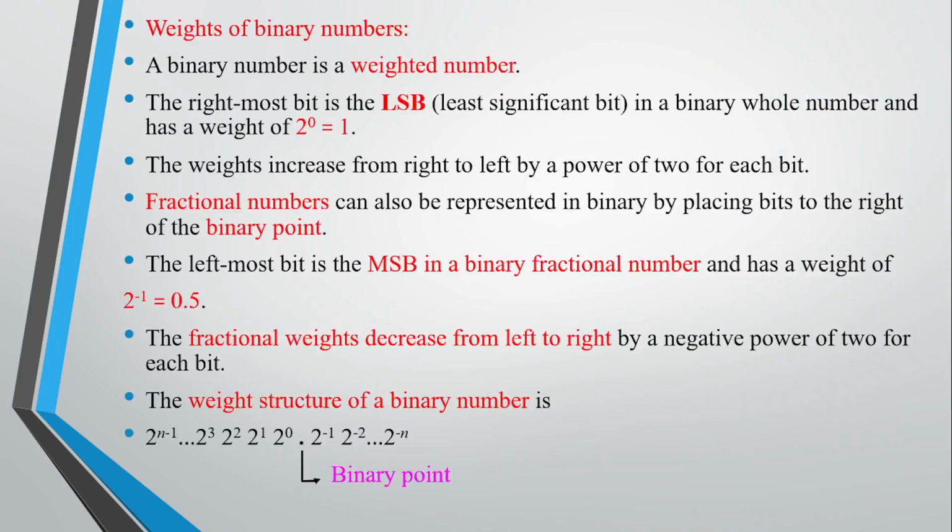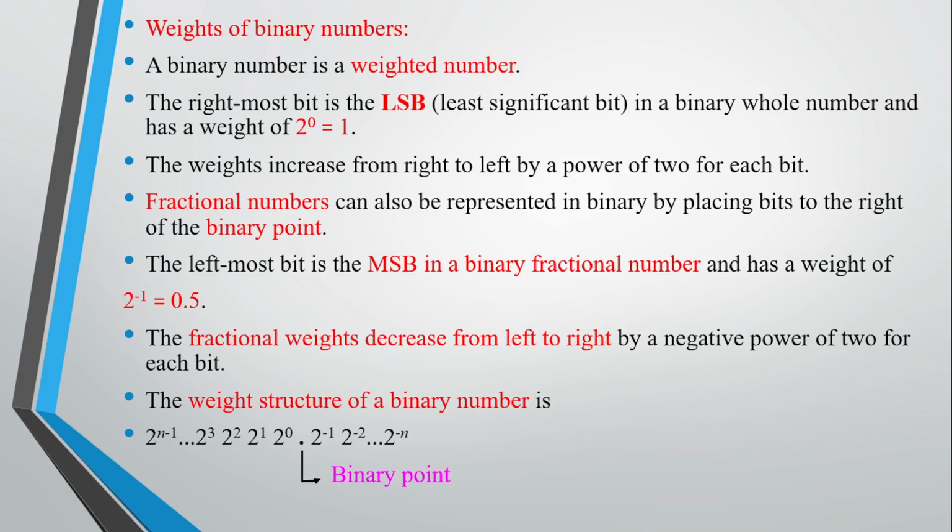Then an important concept, that is the weights of the binary digits in a binary number. Like the decimal number system, the binary number system is again a weighted number system. There we have seen that the weights are 10, 100, 1000, etc., that is 10 to the power 0, 10 to the power 1, etc., where 10 was the base of the number system. Here the base of the number system is 2. So the weights will be powers of 2.